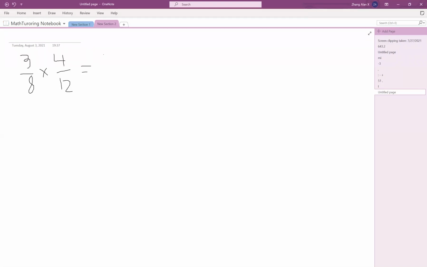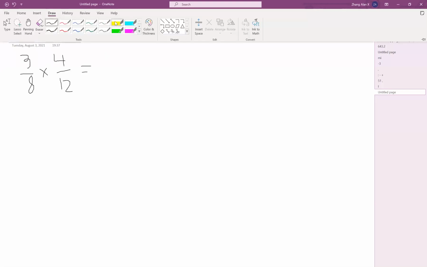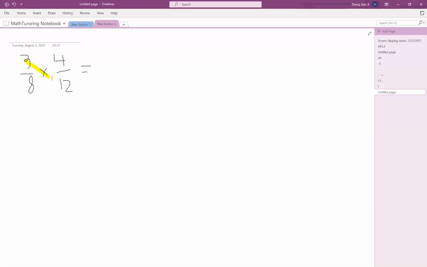So we can simplify a few numbers here, make them a little smaller. How would you do it? So we could look diagonal, see we have 3, 12, 8, 4. Then how would you simplify this?